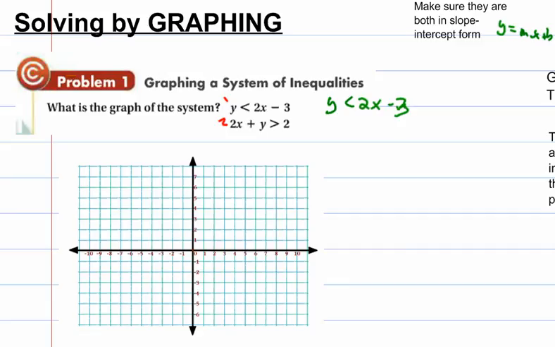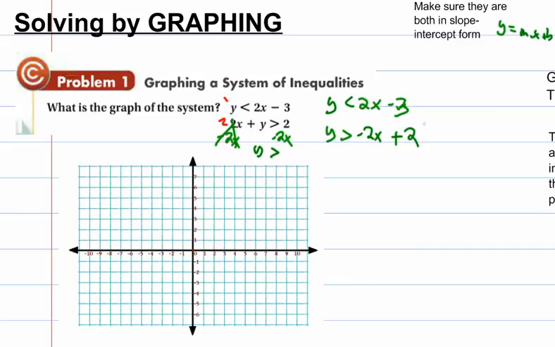Our second one, we have to do something to get that y by itself on the left side. So what we're going to do is get rid of this 2x. And since it's added to the y, we're going to subtract 2x from both sides. We have the y over here. Really, it's 2 minus 2x, but we're going to switch it around to keep the x part in front. So it's y is greater than negative 2x plus 2.